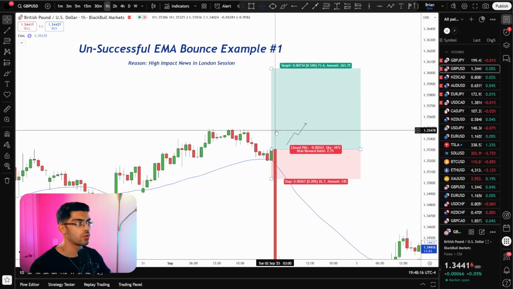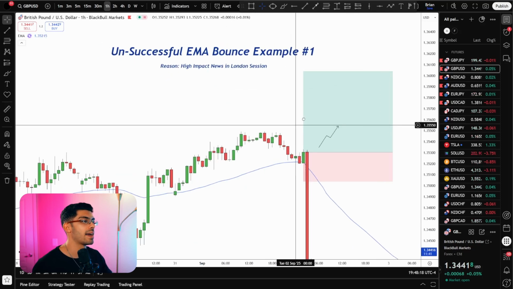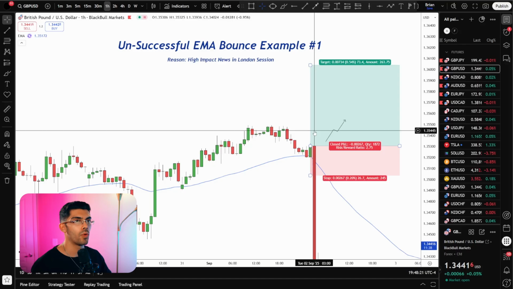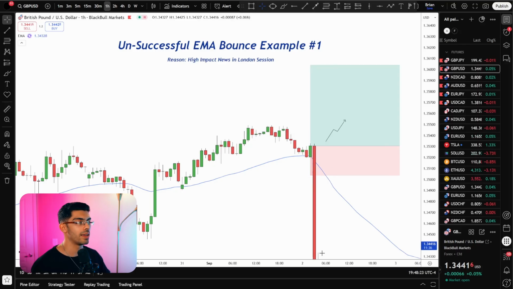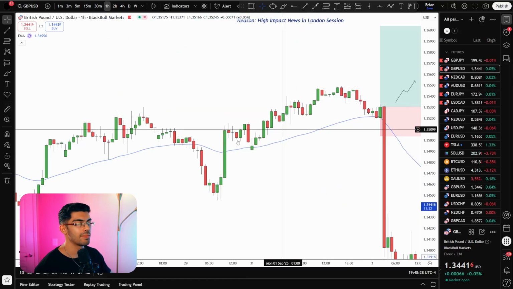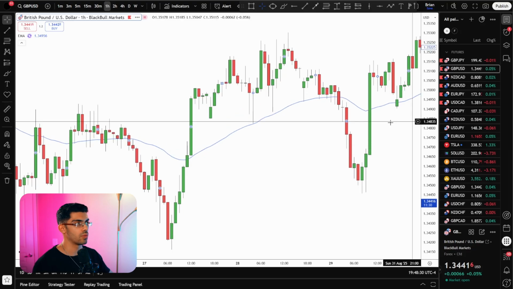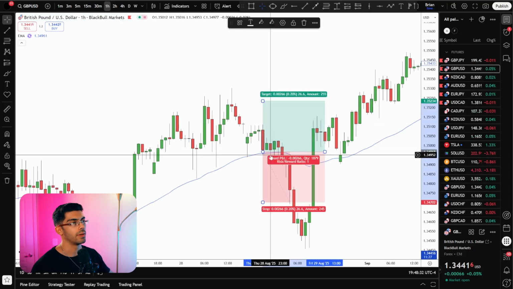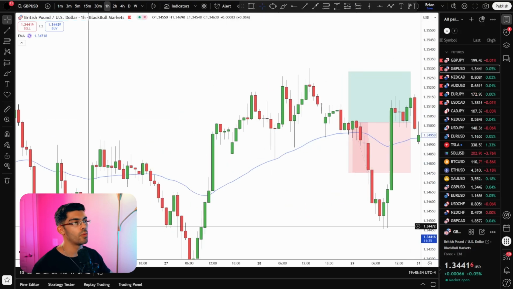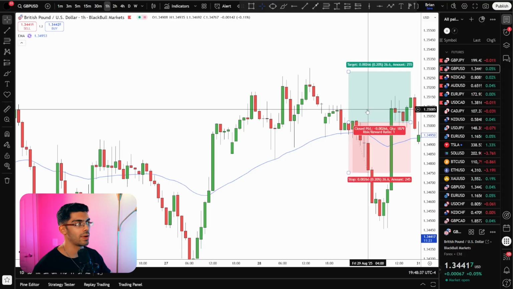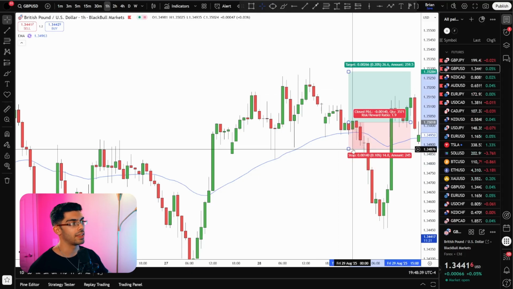So right around 3 a.m. Eastern time, we had major high impact news for the British pound, and that's what made this movement down right here. Sometimes it's just not going to work. Like, let's say, for example, here, right? You can say that it wasn't that strong of a trend, and that's why it didn't work, and that's why it doesn't fit the criteria.